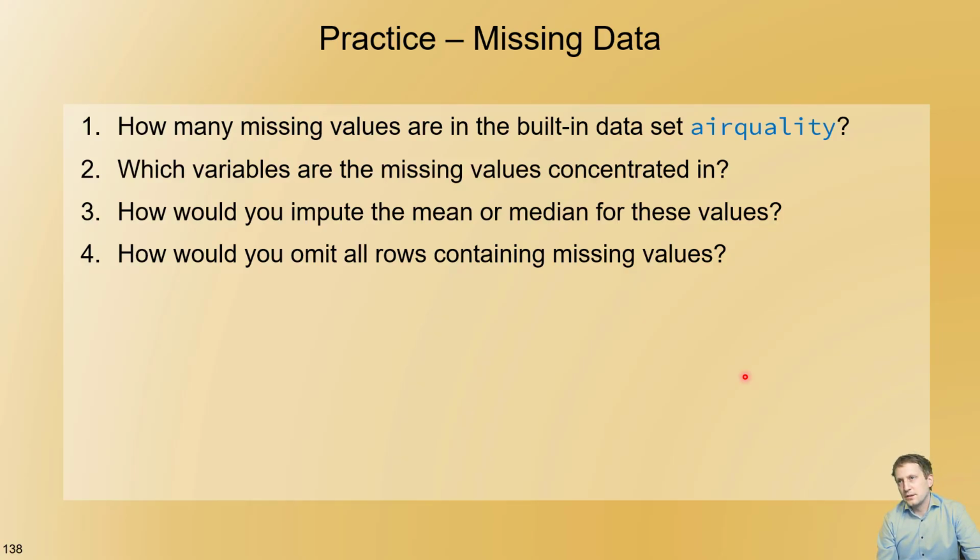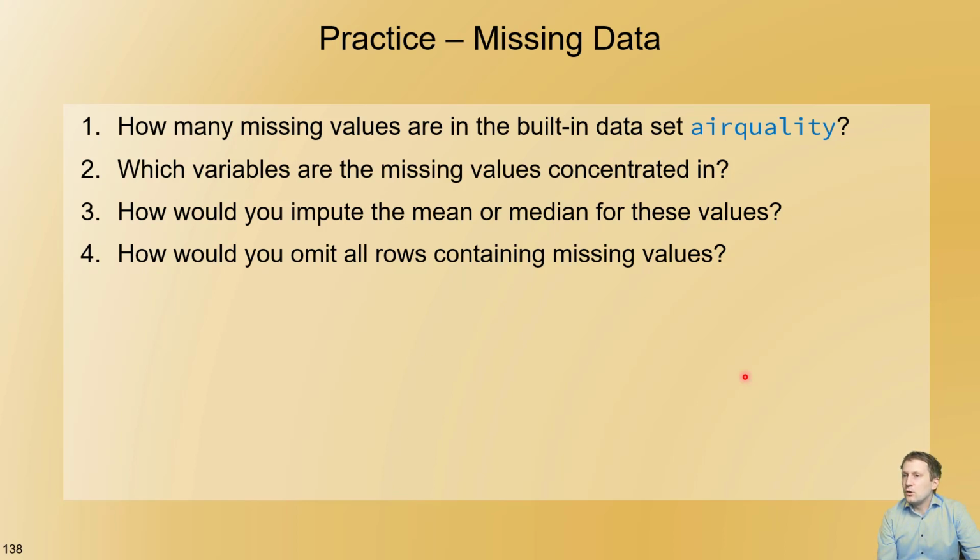Right, time to practice a little bit with missing data. How many missing values are in the built-in data set called airquality? Airquality is one of the many built-in data sets for practice. How many missing values do you have in total? Which variables are the missing values concentrated in? So you need to look at the missing values by column, by variable. How would you impute the mean or median for these values? Think about how you would compute the mean and median for all of these variables, and then how you would put them back in. How would you replace those missing values?